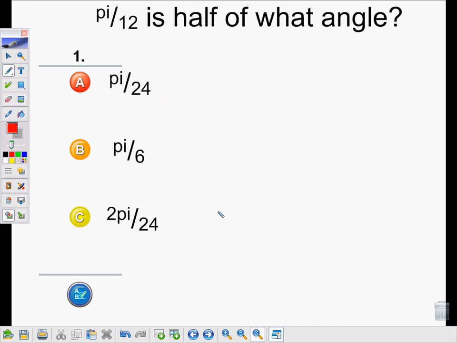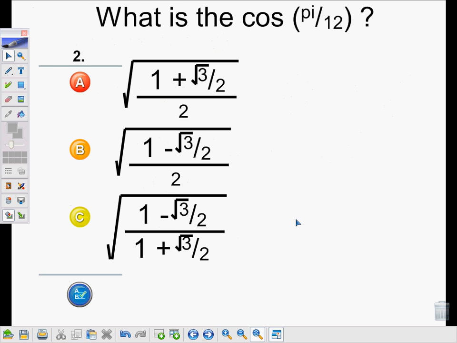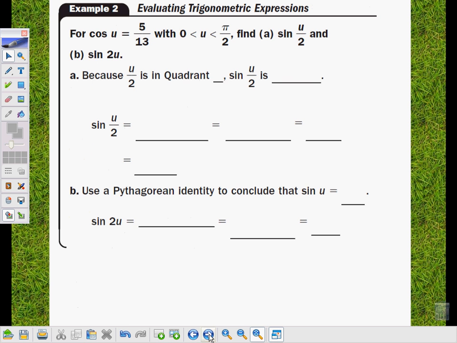Cool. The little quiz question for you. Pi over 12 is half of what angle? Just talked about that. That is half of pi over 6. Absolutely correct. Good. What is the cosine of pi over 12? Go ahead and quiz yourself on that. What is it? Pause the video and work it out. And coming back, you should have gotten that first one. All right, cool. So if you got that right, you are on the right track for this half angle stuff.